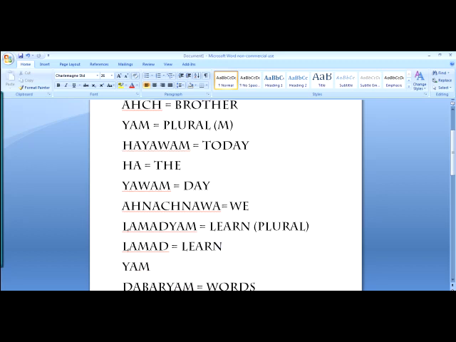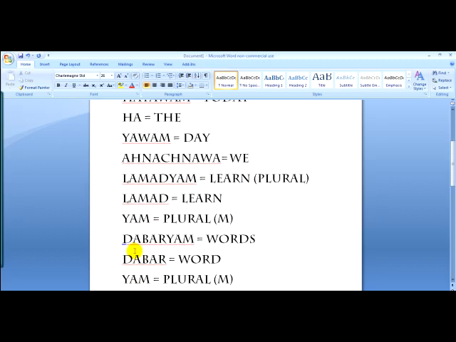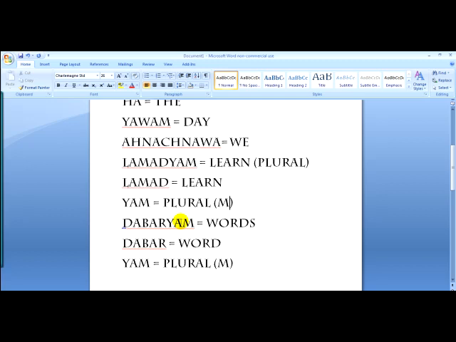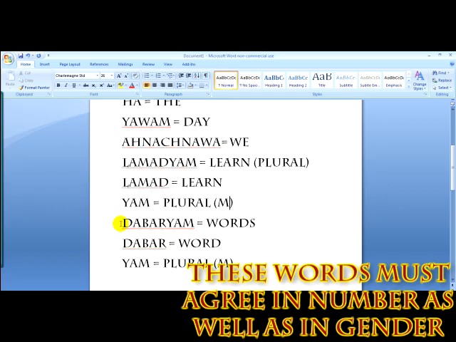The yum at the end makes it plural masculine. So lamadyam: lamad is learn, the yum makes it plural. The baryum, see, because we're dealing with more than one person, the word baryum means words. The word bar is word, singular, and then the yum at the end makes it plural masculine, because like I said, we're dealing with more than one person.